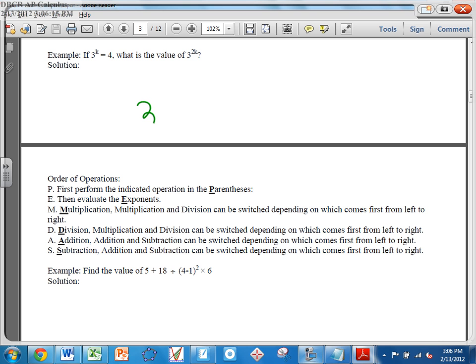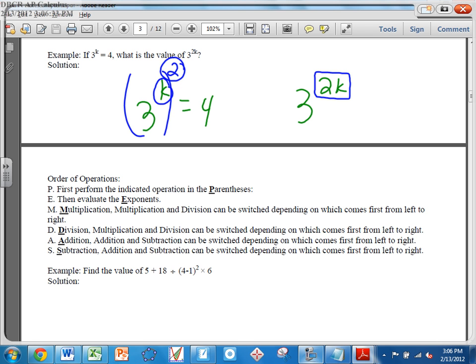Again, it told you that 3 to the k was equal to 4. How can I get 3 to the 2k? Well, I could say to myself, I could take this side and square it, because if I square this side, I have k and I have a 2, and when I raise a power to a power, I have to multiply those powers as seen here. But if I square the left side, I have to square the right side.